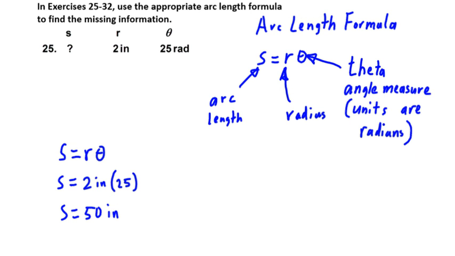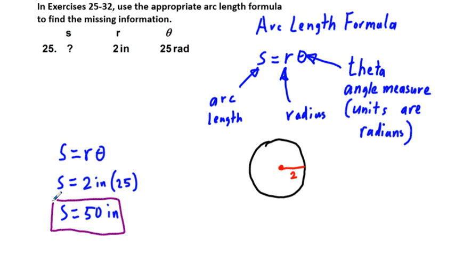And what this physically looks like, if you have a circle, like I'm now sketching in black, and that circle has a radius of 2 inches, an arc length of 50 is going to be several rotations around this circle. So that's practically what it's going to look like. So here's our answer. Arc length 50 inches.